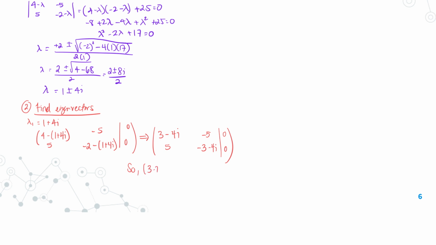So what we can say then is 3 minus 4i times x1 minus 5x2 equals 0. Or 3 minus 4i times x1 is equal to 5x2.